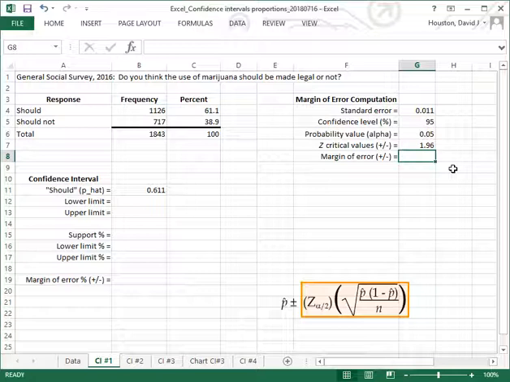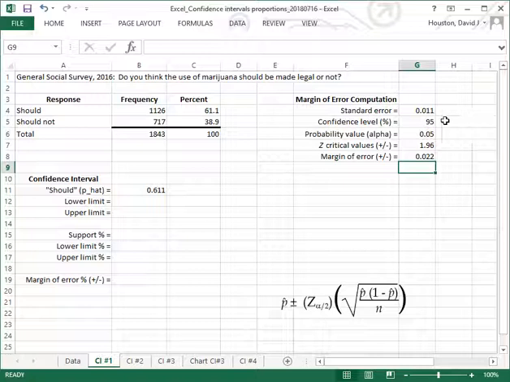So we'll take 1.96 and multiply it by the standard error. So equal 1.96 times 0.011 and hit return. And there we see our margin of error is 0.022. Now we have all the information we need to actually construct the confidence interval.